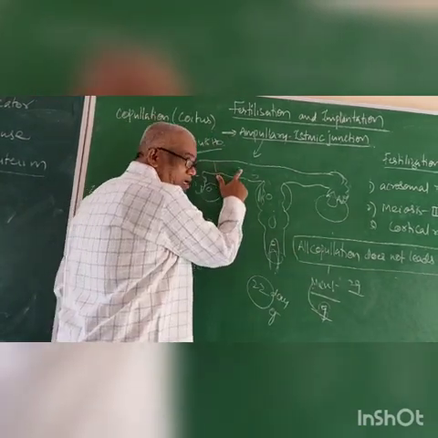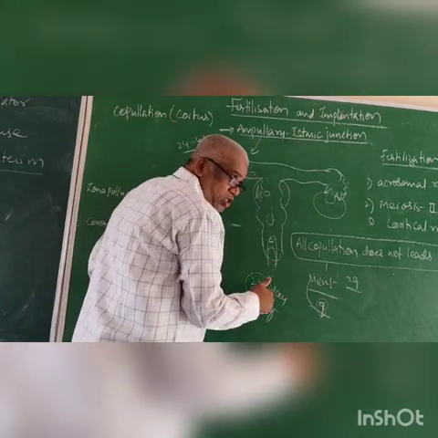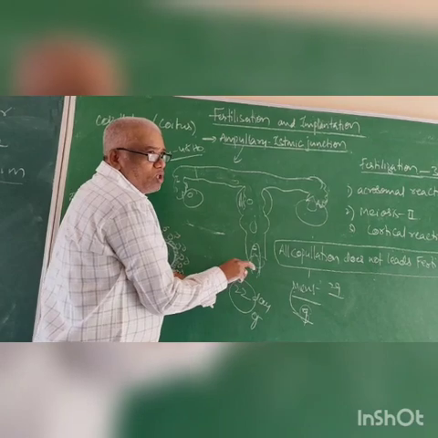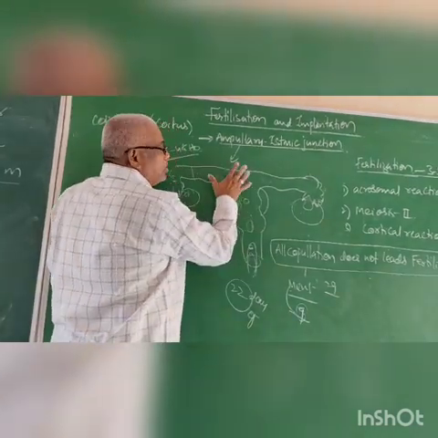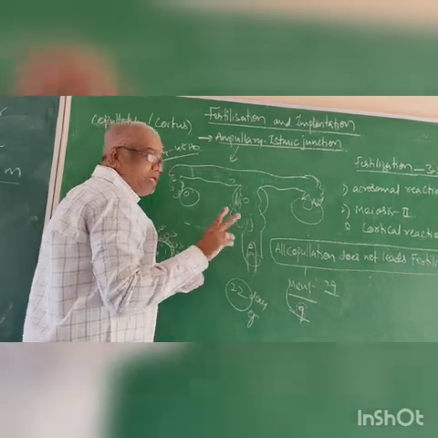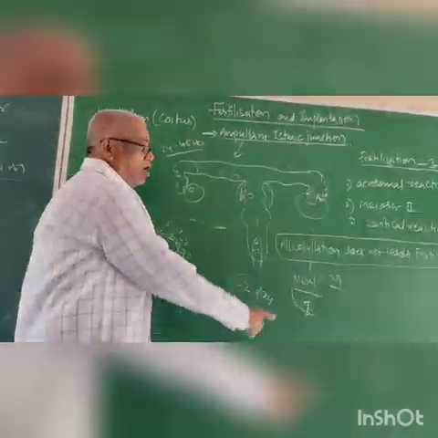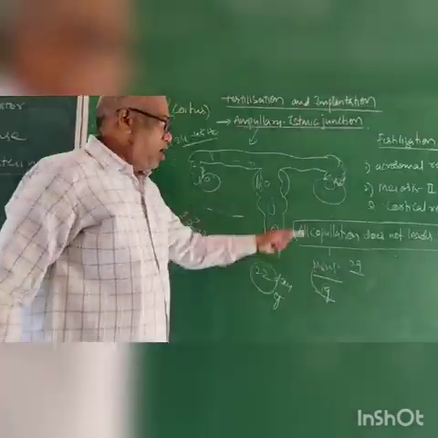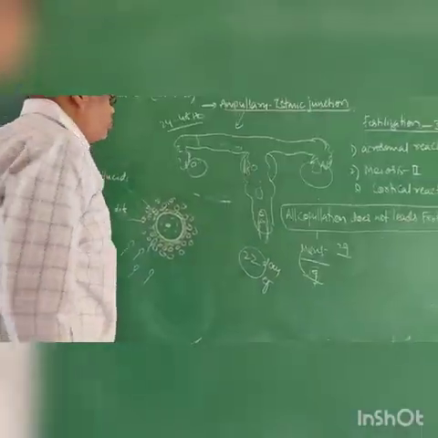A specific place, that is the ampullary-isthmic junction, and simultaneous reaching of egg and sperm. These are the 2 important conditions, so not all copulation leads to fertilization. This is about the right now.